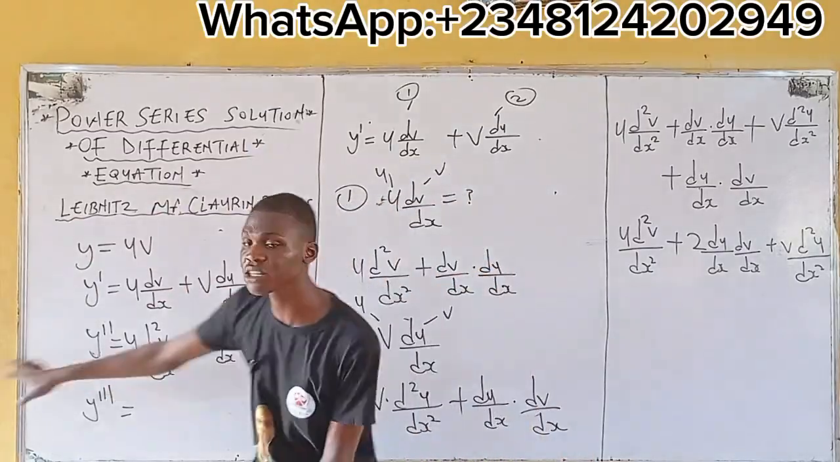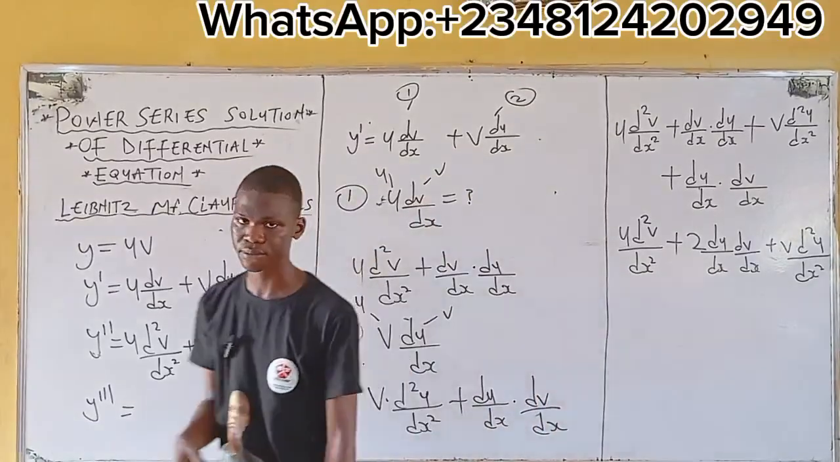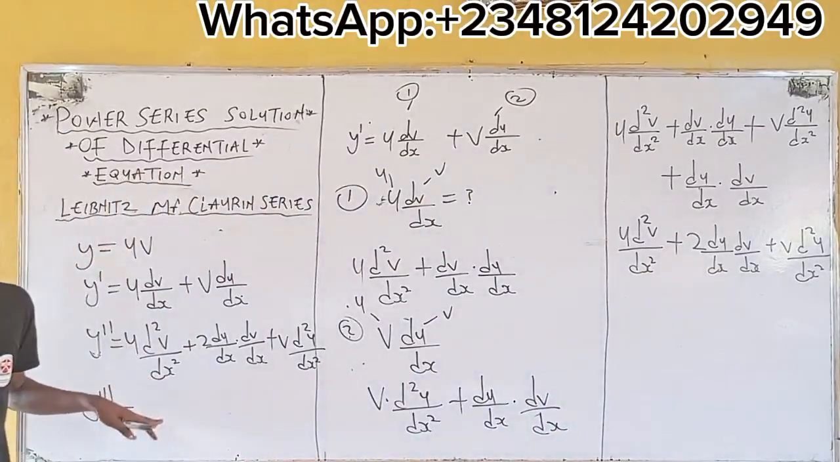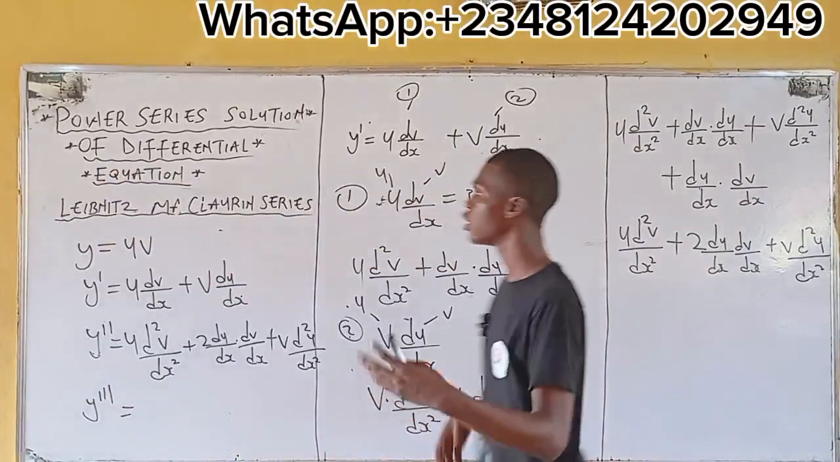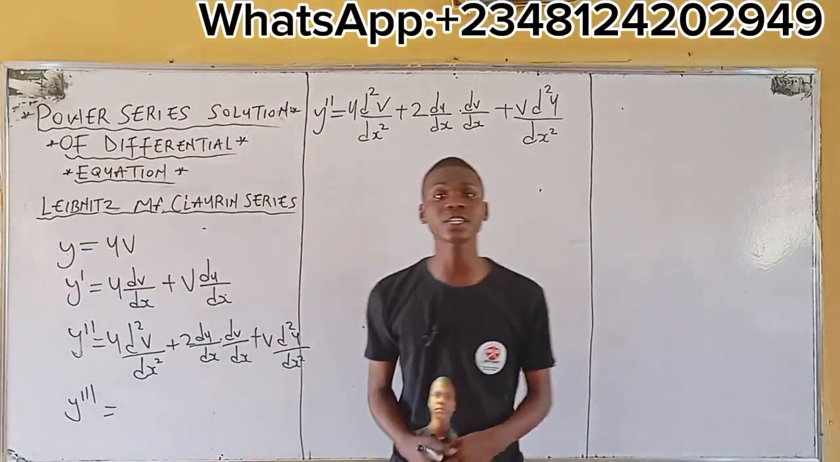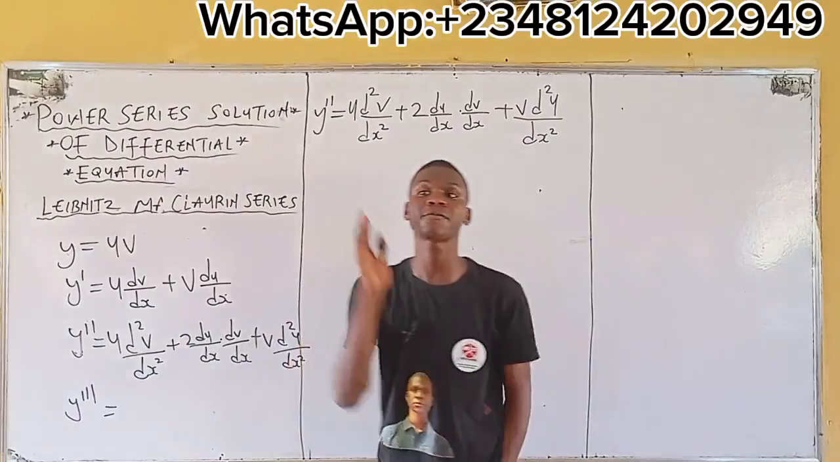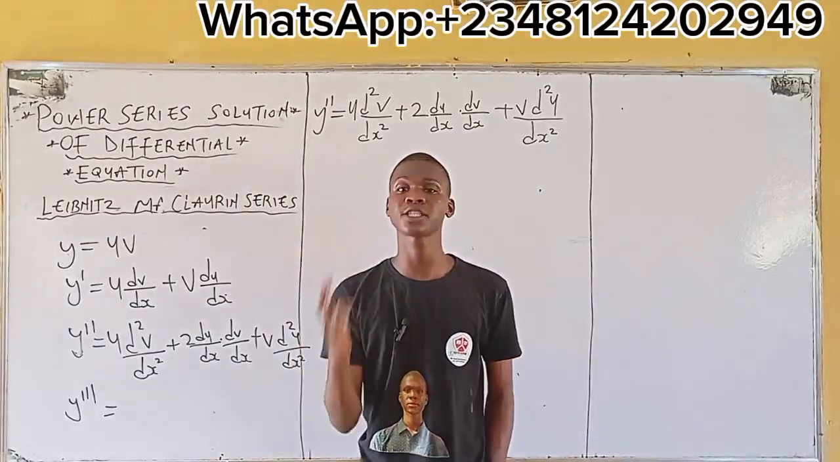But this is just the second derivative, right? Let's find the third derivative. So with this idea, you'll be able to do that easily. So let's do that. From here, we want to find the third derivative. The question now is, how do we find the third derivative?